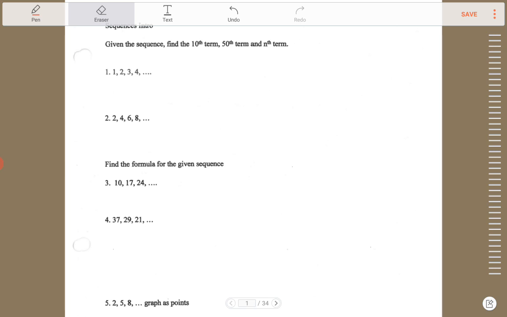This week we're going to look at patterns. We will see how patterns we can find can be represented through familiar formulas. Let's take a look at these first few examples.